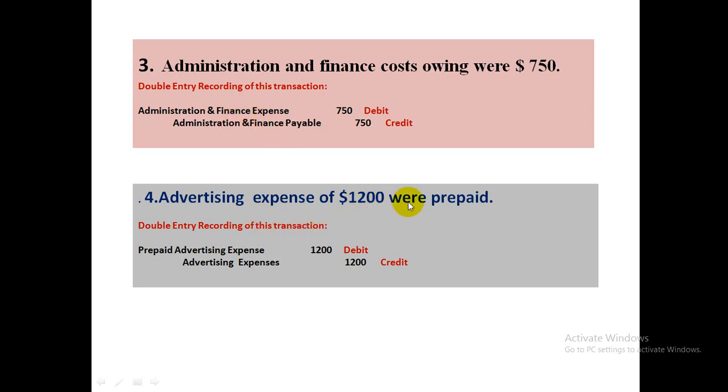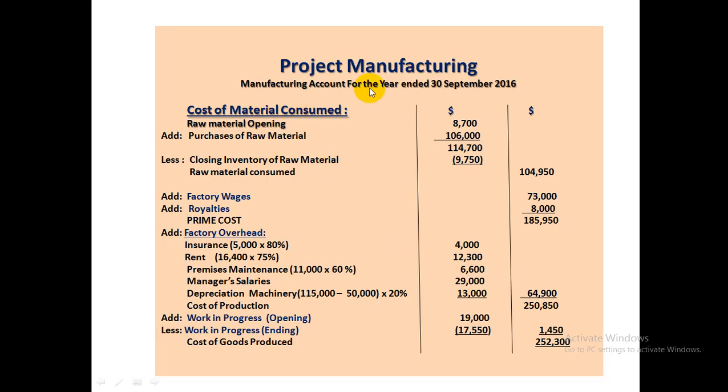Advertising expense 1200 were prepaid. This 1200 will be subtracted from the advertising expense, and this 1200 will also be taken as the prepaid advertising in our balance sheet current asset portion, because all prepaids are our current asset. Let's talk about the manufacturing account for project manufacturing.